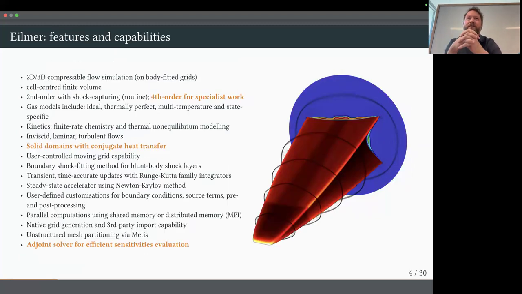This is a long list of features and capabilities. I think the point I want to make is that the problems we need to tackle in hypersonics are often multi-physics ones. Hypersonic vehicle designs are driven, not only but largely, by heat transfer considerations. So thermal management's a big deal.